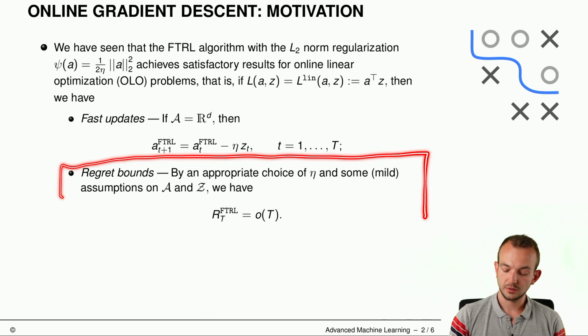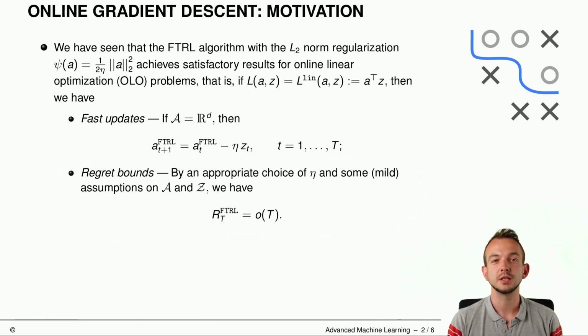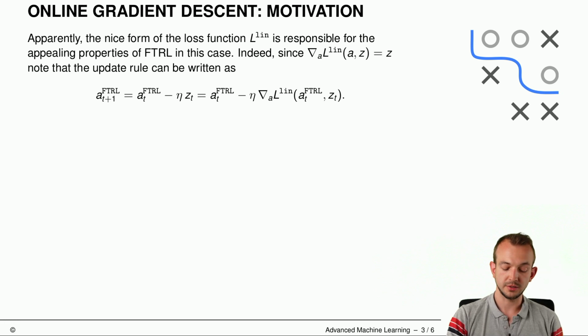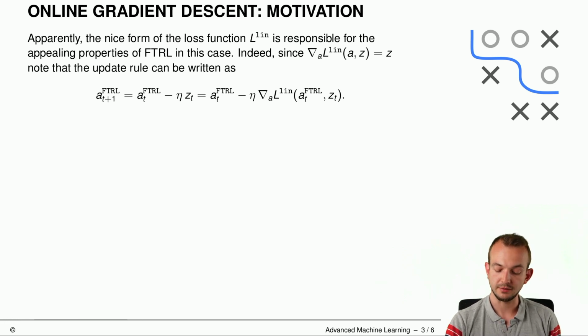And of course, also relevant, we have derived a sublinear regret bound under some assumptions on the action space and the environmental data points. Now, the question is, why could we derive such nice things? Well, for the regret upper bound, we have to dig a bit deeper, but for the update rule, it's quite obvious. And it's somehow related to the nice form of the linear loss function, which in turn also leads to the satisfactory regret upper bounds, which we used at one point, that we have this nice form.